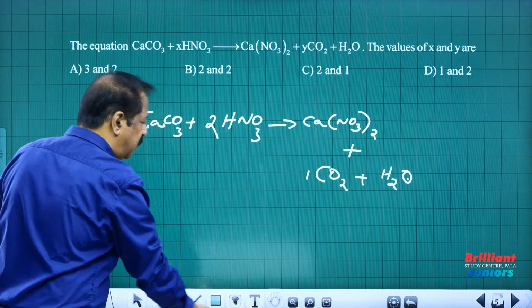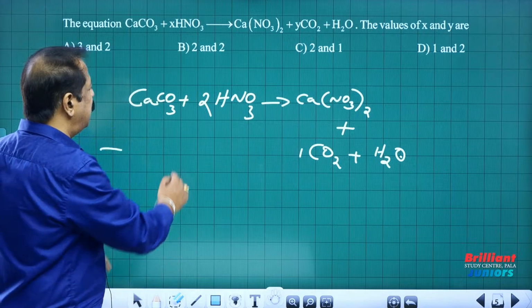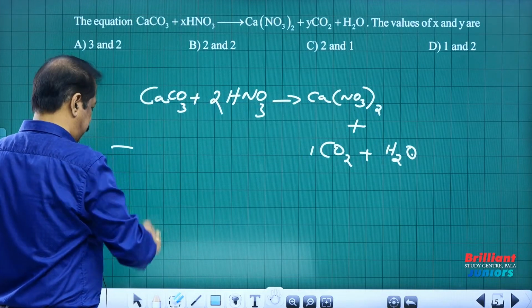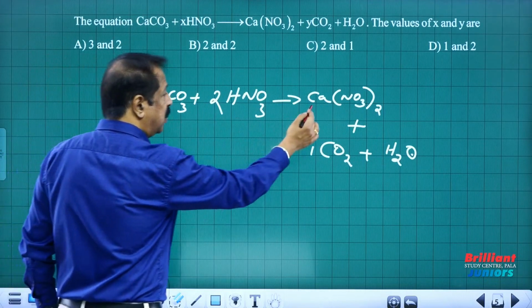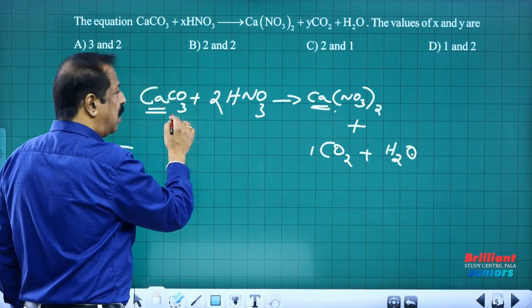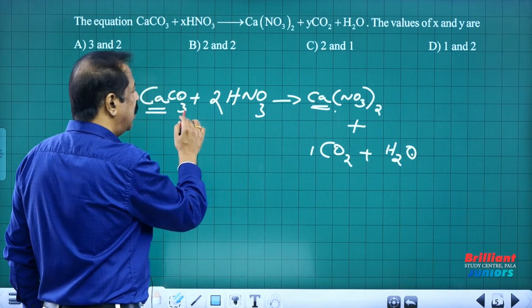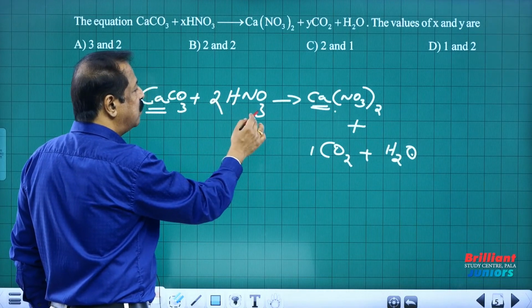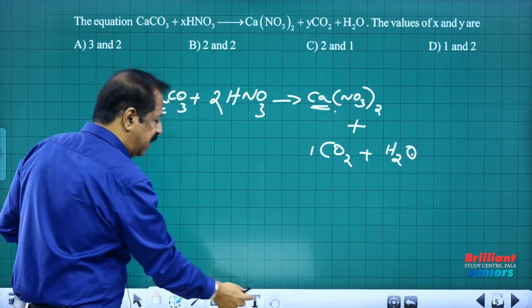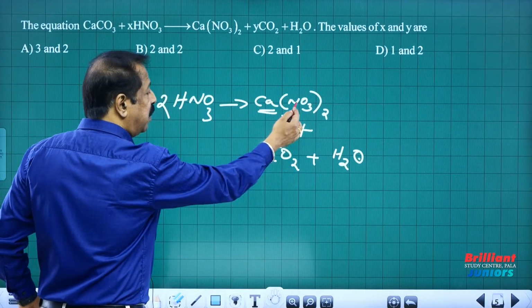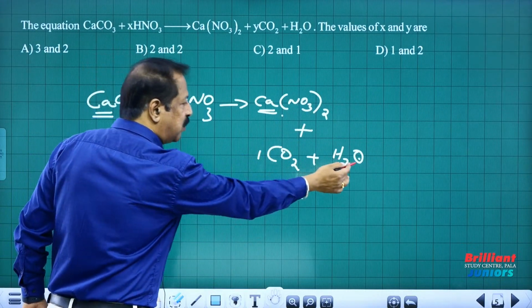2 and 1. Let me see once again. One calcium here, one calcium here, and carbonate CO3. So carbon is 1, here carbon is 1. Oxygen is 3. Here 2 3s are 6, 6 plus 3 is 9. On the other side, 2 3s are 6, 6 plus 2 is 8, 8 plus 1 is 9.